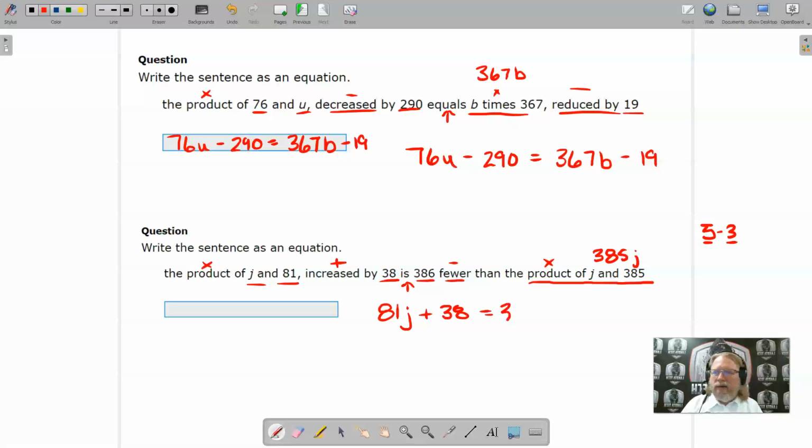So the 385j is going to come first, and then we're going to subtract the 386. So our final answer would be 81j plus 38 equals 385j minus 386. We'll block that off there. So that's our final answer there.